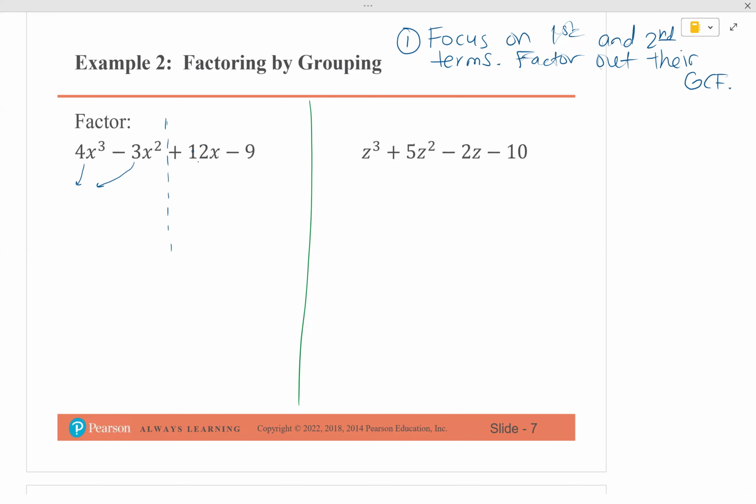Between the first and the second terms, what do they have in common? They don't really, their coefficients have no common divisors. 4 and 3, nothing divides into them except 1. So that's nothing interesting, but they both have at least x squared in common. I can take that out, the smallest of the powers.